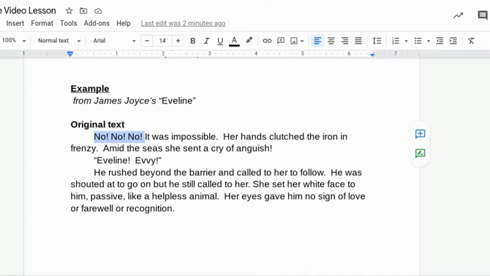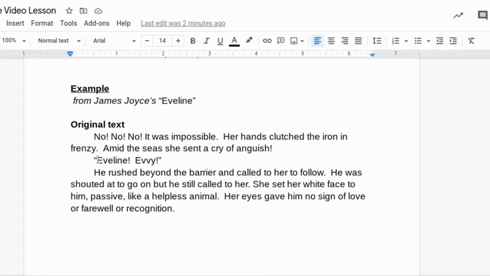So we have exclamations, three of them in a row, the same exact word, no, no, no. And then we have a very simple sentence, it was impossible. Now we have her hands are doing an action. So she's at the railing, and she's clutching the iron of the railing in frenzy. So it gives this connotation that she's in a tizzy. She doesn't know what to do.